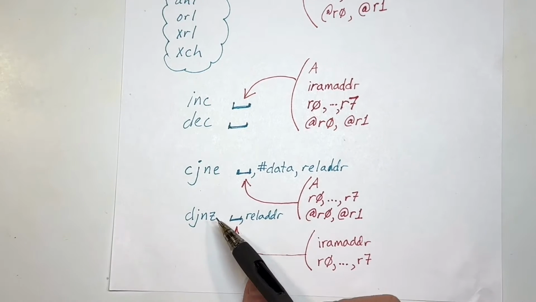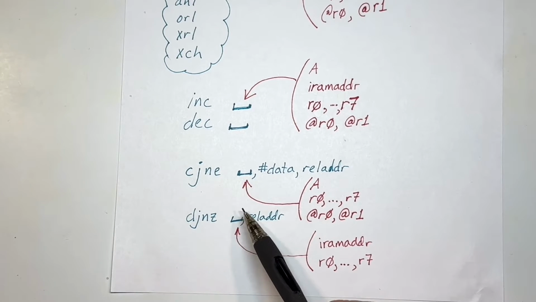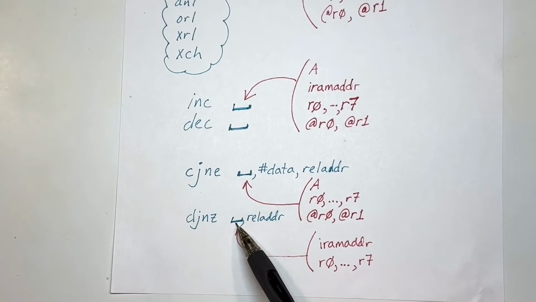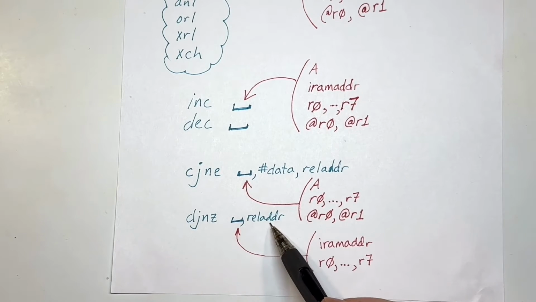There's also a very useful decrement and jump if not 0 instruction where we can specify the operand as an address in memory, and using that we could specify the accumulator if we want to decrement the accumulator, or we could specify one of the 8 registers. And again, it takes a relative address for the jump.